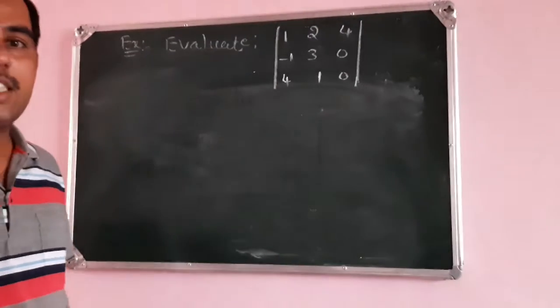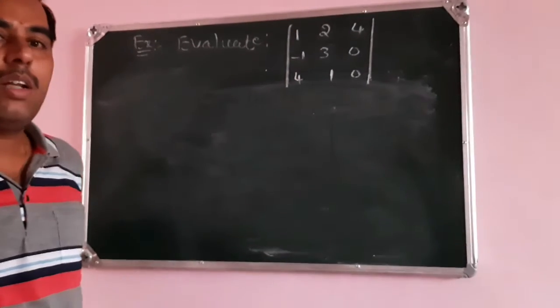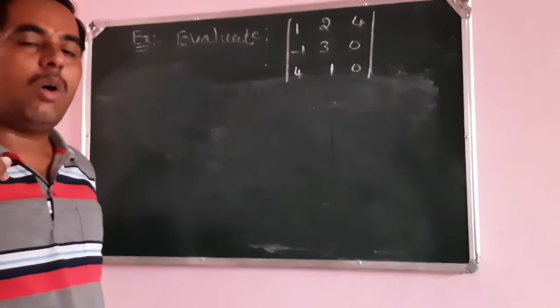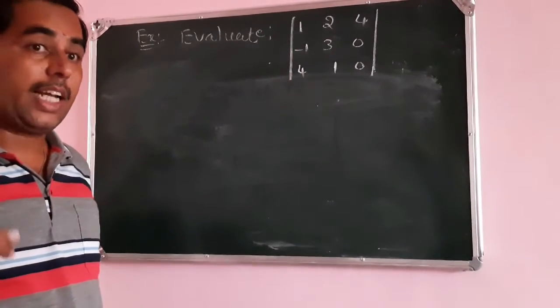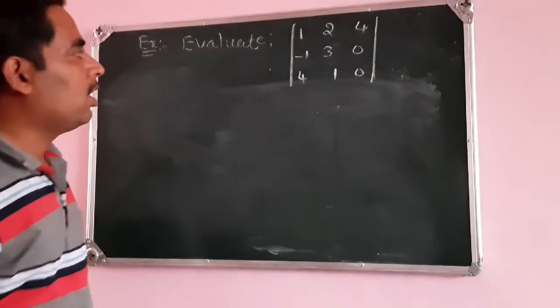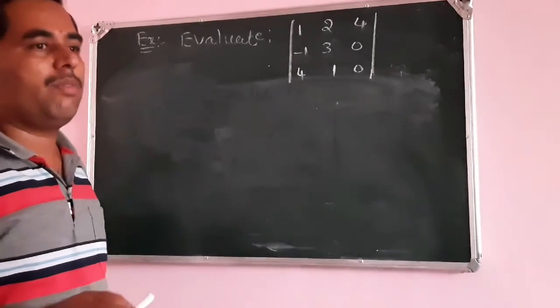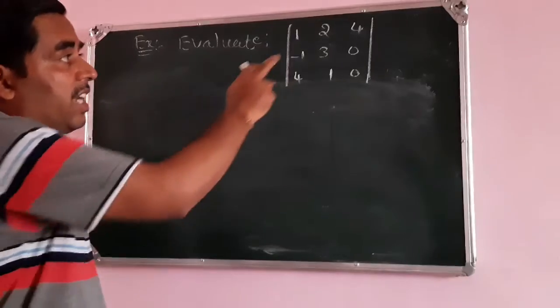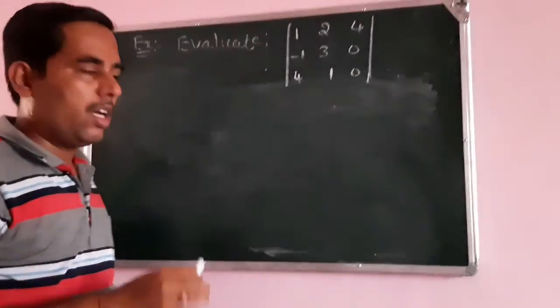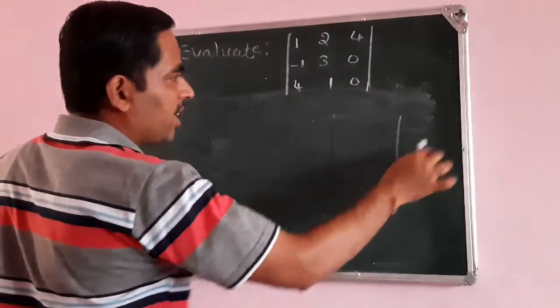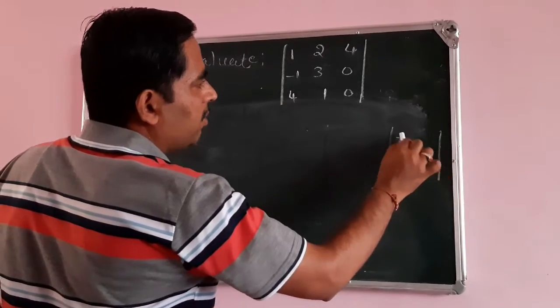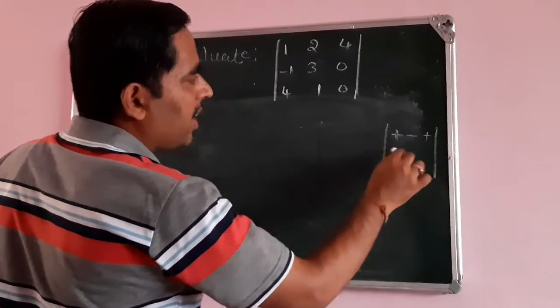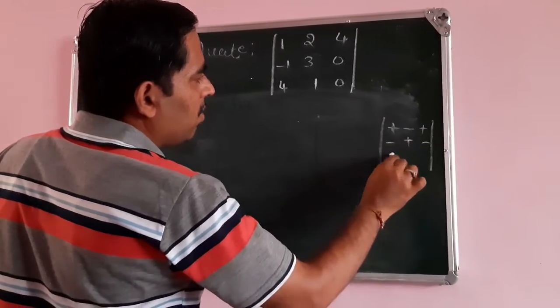Okay, in this class, let us consider one example on how to expand the 3 cross 3 determinant. In the last class, generally we considered A11, A12, A13. We have to always keep in mind, whenever expanding 3 cross 3 determinants, the signs: plus, minus, plus, minus, plus, minus, plus.